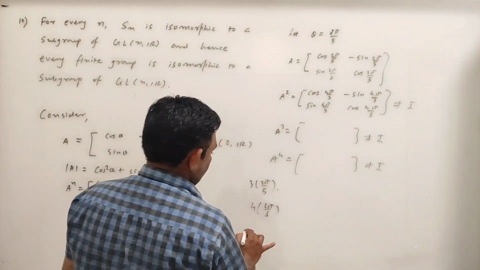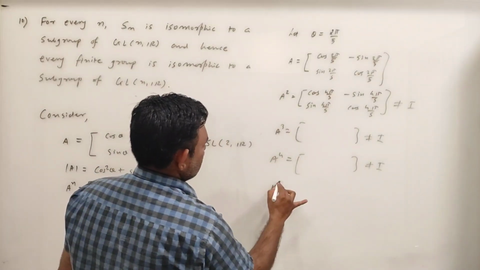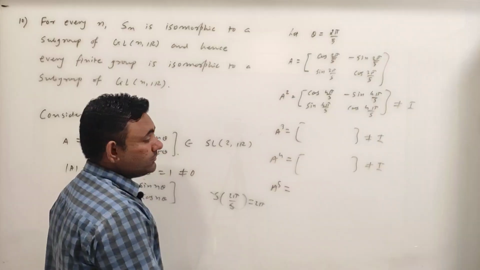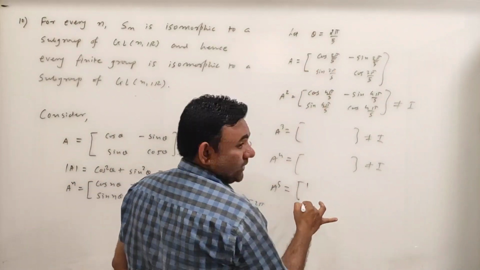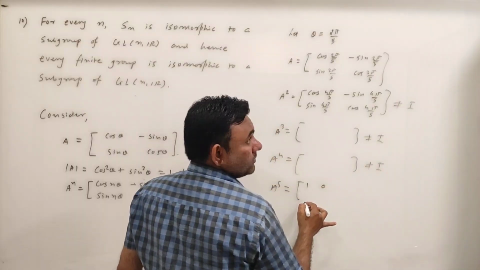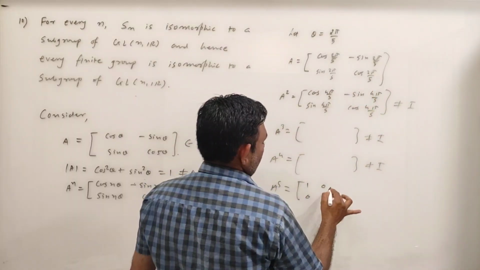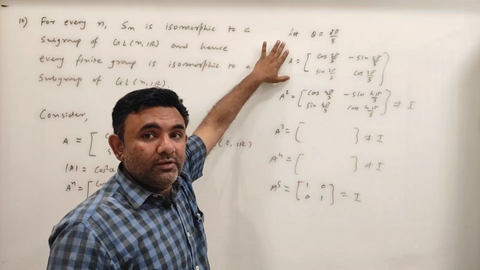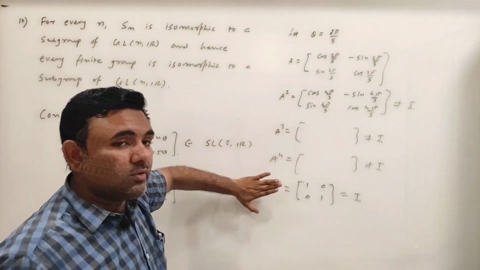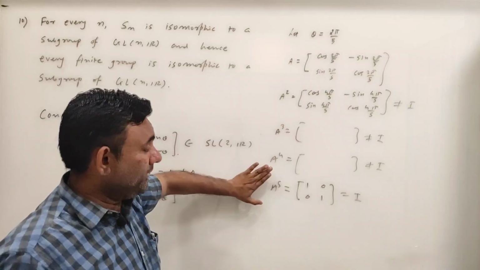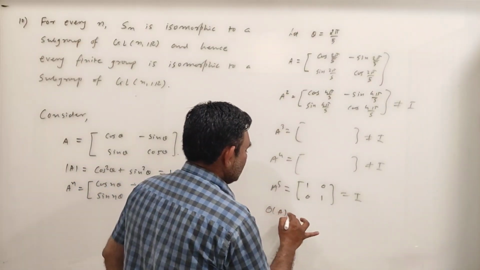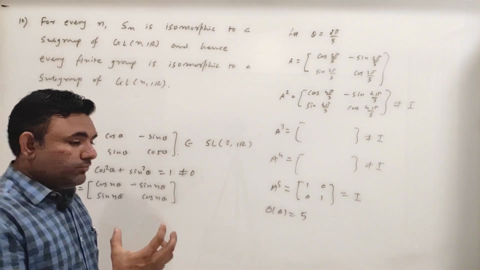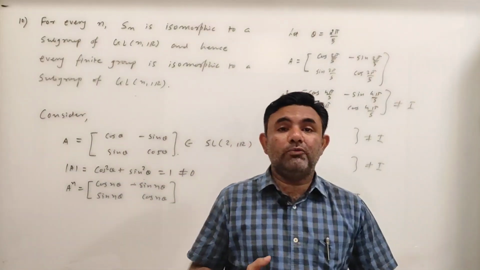But when you consider A raised to 5, then it will be 5 times 2 pi by 5. 5 cancels and it is 2 pi. So it is cos 2 pi, that is 1, sine 2 pi, that is 0, sine 2 pi 0 and cos 2 pi 1. So it is identity. So it means A is not identity, A square not identity, A cube not identity, A raised to 4 not identity, A raised to 5 is identity. It means the order of A is equal to 5.